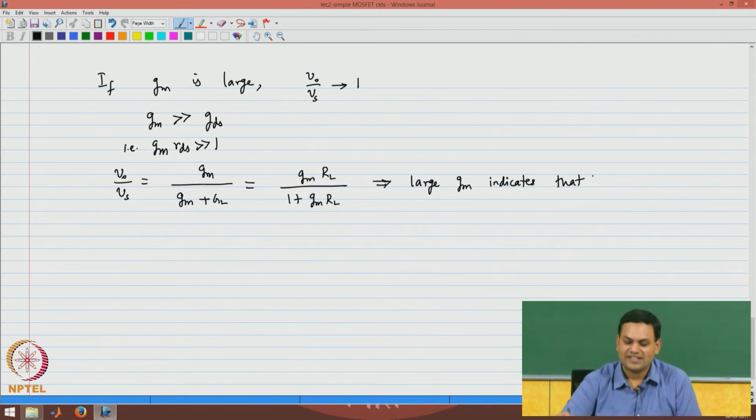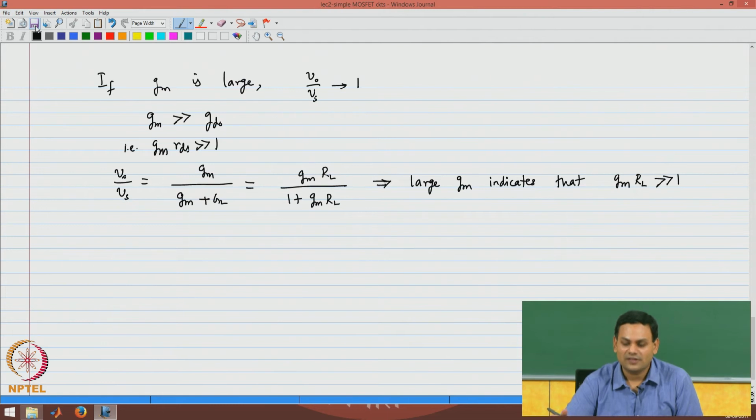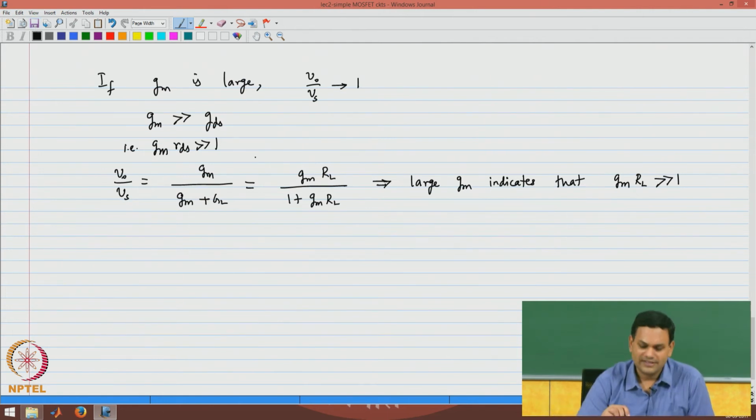So, when we say large GM, if you want to be more specific, GM should be chosen to be large enough such that GM RL is much larger than 1. So, for a particular load resistance, GM should be chosen large enough such that GM RL is much larger than 1. Also, please note that the gain of the circuit is normally never greater than 1.